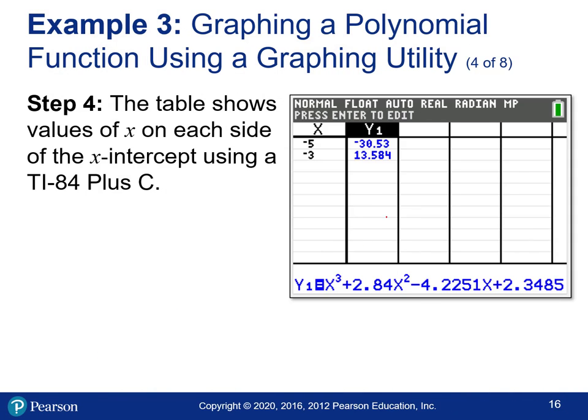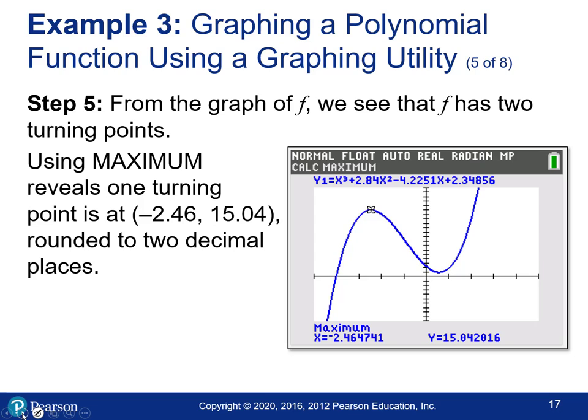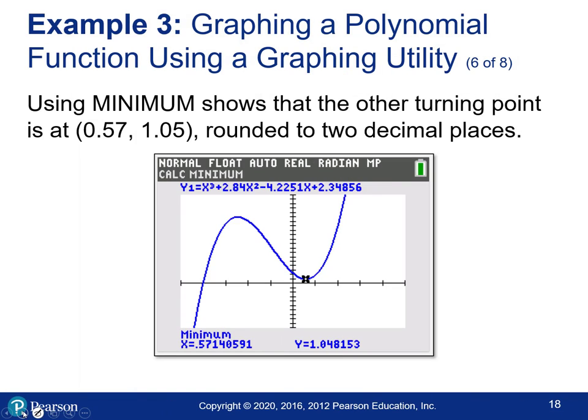And then what you want to do is find some numbers around that x-intercept. So you can just pick -5 and 3 to get a more accurate graph, plotting those points. And then we have our maximum. It's actually going to be 15.404, and our minimum is going to be 1.05. So let's take a look.